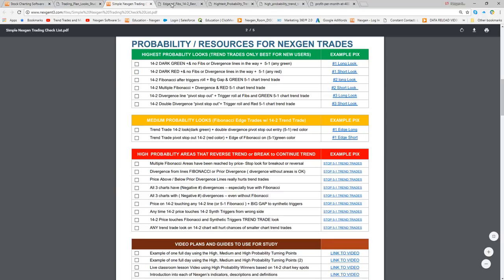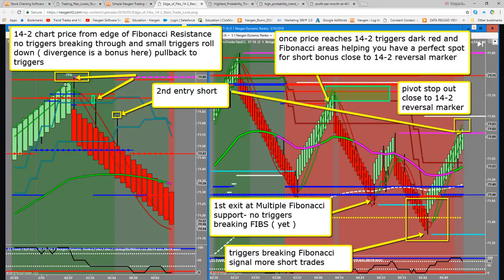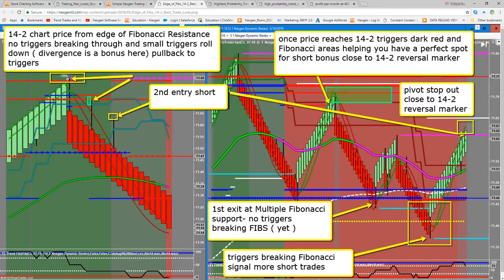Let me check it out here. So here's what our trade is. If we hit Fibonacci resistance and then the trigger lines roll over real strong, we'll do 1 or 2 short trades on the little chart. And again, let me show you from today.